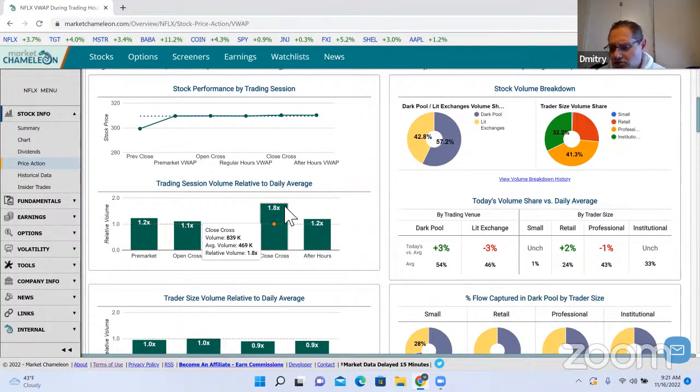And we look at the volume too. Sometimes if there are a lot of orders coming in, that volume could be very significant at the close. So another big liquidity event yesterday: we see 839,000 shares traded at the closing auction versus average 469,000 shares. That's 1.8 times its typical volume at the close.